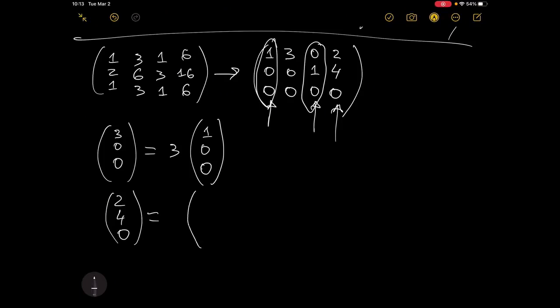So let me write it. I will leave the space for the coefficients. Okay, how to get these two? 2 and then 4. 2 and then 4 here, right? That's it. Is it clear or not?